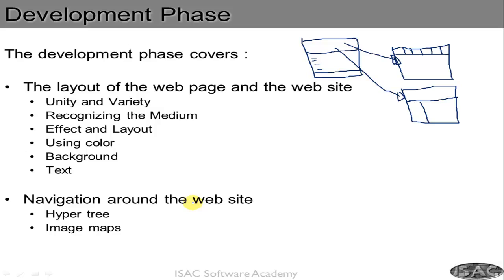You can have image maps. What it means is that on a particular image, you can have different areas which, when you click, go to a different part of your website. Hyperlinks, we'll discuss in detail. And then there are sub pages. Sub pages means the pages you reach from the main page. So that was about the development phase.